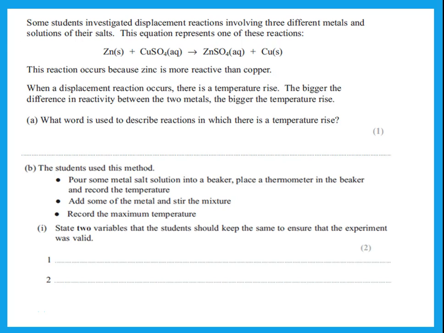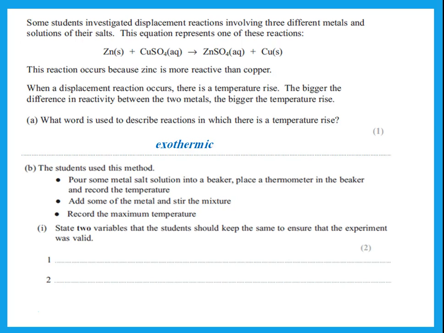Some students investigated displacement reactions involving 3 different metals in solutions of their salts. This equation represents one of these reactions. So this is a reaction between zinc and copper sulfate. This reaction occurs because zinc is more reactive than copper. We said if zinc is more reactive than copper, then it displaces it and the copper metal is formed. When a displacement reaction occurs, there is a temperature rise. The bigger the difference in reactivity between the 2 metals, the bigger the temperature rise. What word is used to describe reactions in which there is a temperature rise? Do you remember that from previous? When a reaction heats up, we call that exothermic.